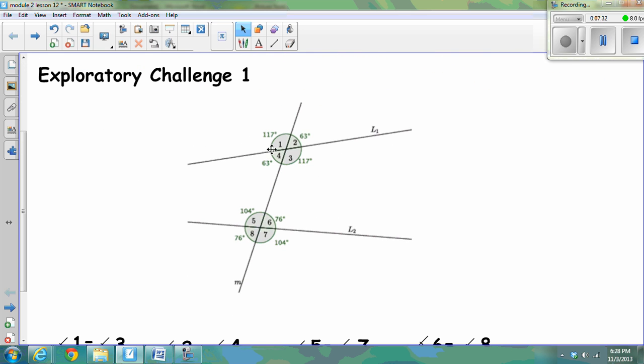Here you can see that 1 and 2 are above line 1, and 7 and 8 are below line 2. So they're outside these two lines. Well, which two of the four are on opposite sides? Well, 1 and 7 are on opposite sides, and 2 and 8 are on opposite sides.